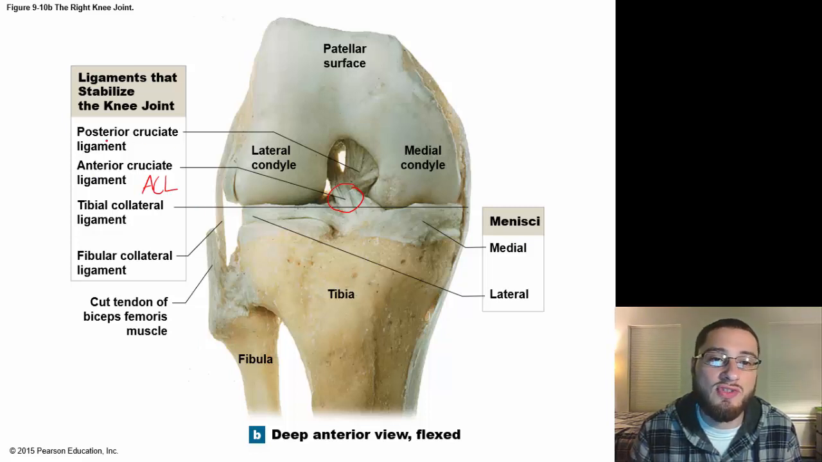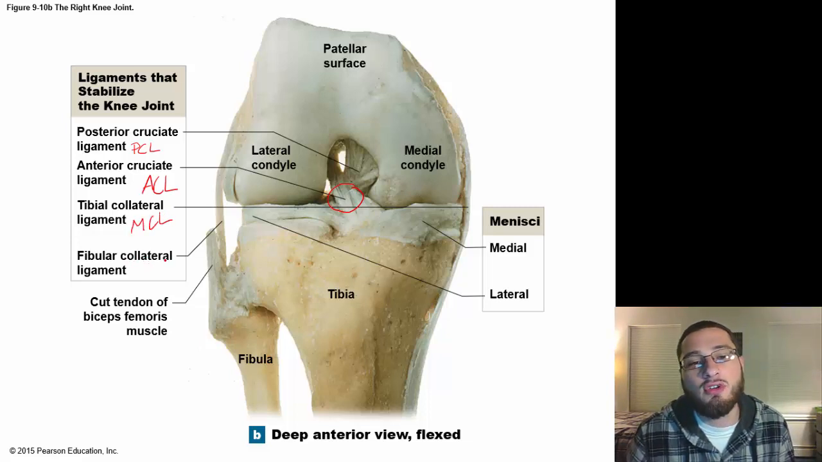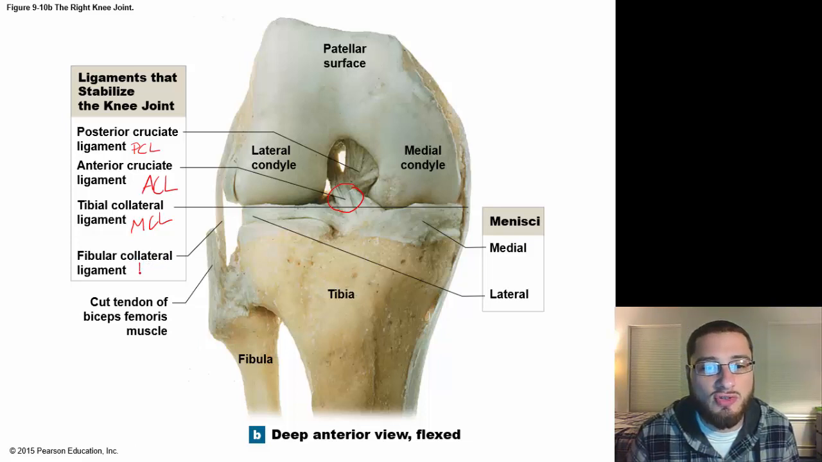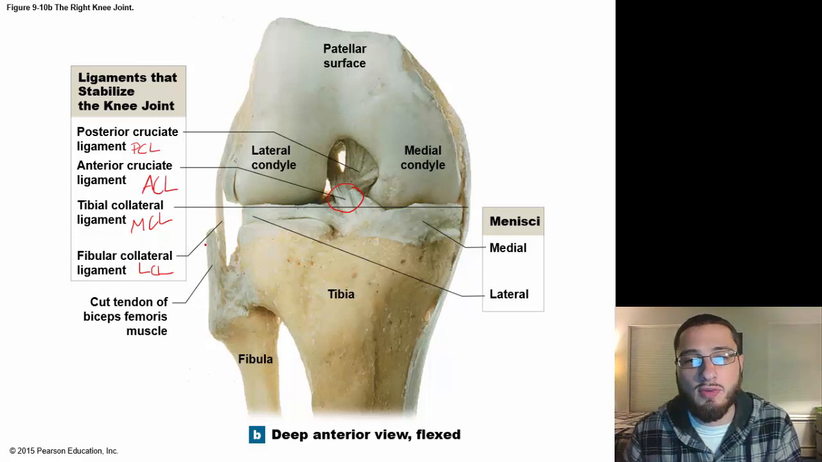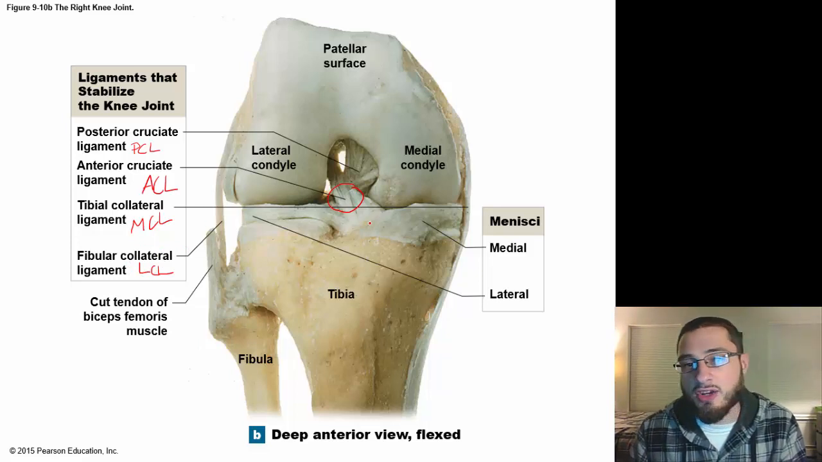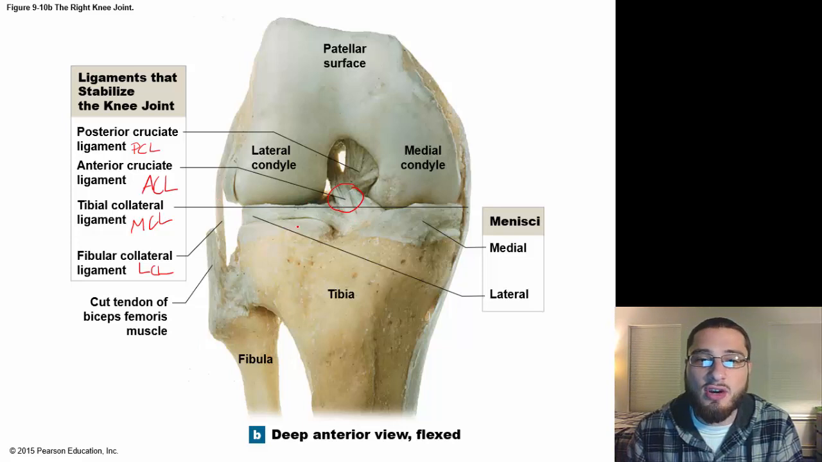Behind it, we have the posterior cruciate ligament, or PCL. You have the tibial collateral ligament, which oftentimes is called the MCL. And then you have your fibular collateral ligament, which is called the LCL. All right, so tibial collateral ligament or medial collateral ligament, and then you have your fibular collateral ligament or lateral collateral ligament that we talk about. So depending on how you're moving, what sport you're playing, okay, you can tear one of these.